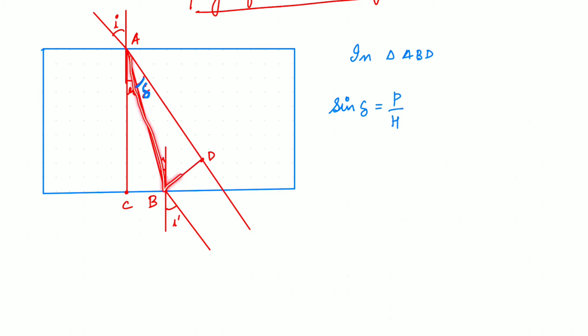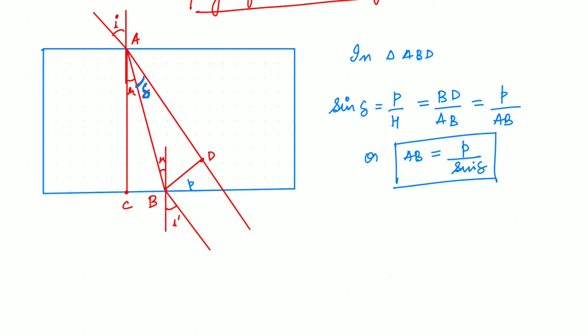So for this particular triangle, when I talk about sine delta, that is perpendicular, this side, upon hypotenuse. So this is your hypotenuse. I can simply write it here, BD upon hypotenuse, which is AB. I hope you guys can understand that. Now what is your BD? BD is your lateral shift, that is the value of P which we are supposed to find out, divided by AB. Or I can simply say AB is equal to P upon sine delta.